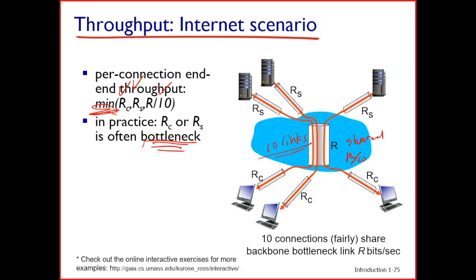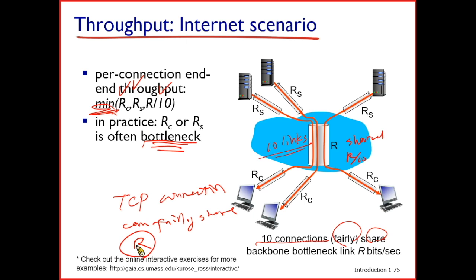And actually, you can check the Java activity to feel the interactive animation about throughput. So in this one, 10 connections fairly share the backbone bottleneck link. Why? In a later chapter, we will learn that TCP connections can fairly share this one. So that's why 10 links, 10 connections.